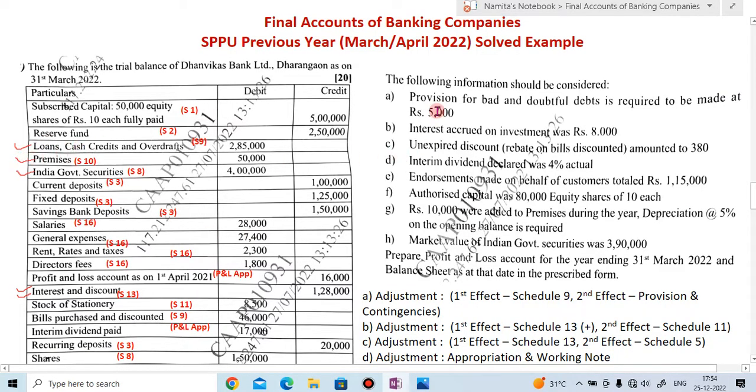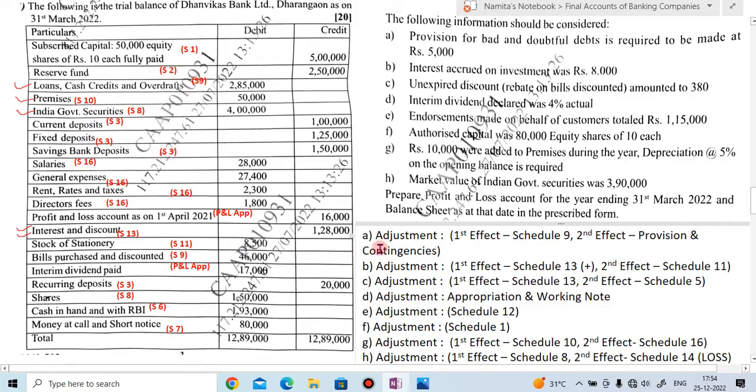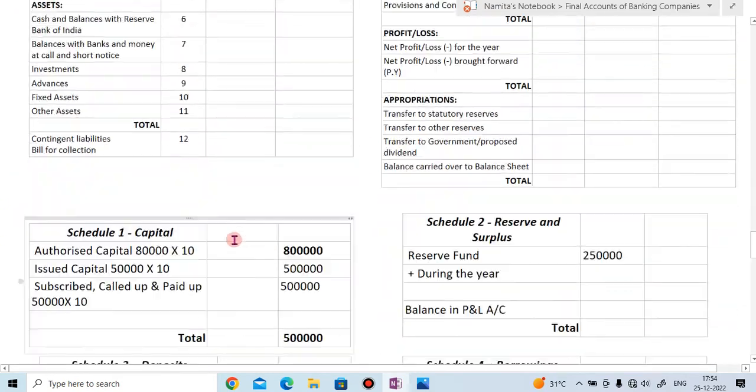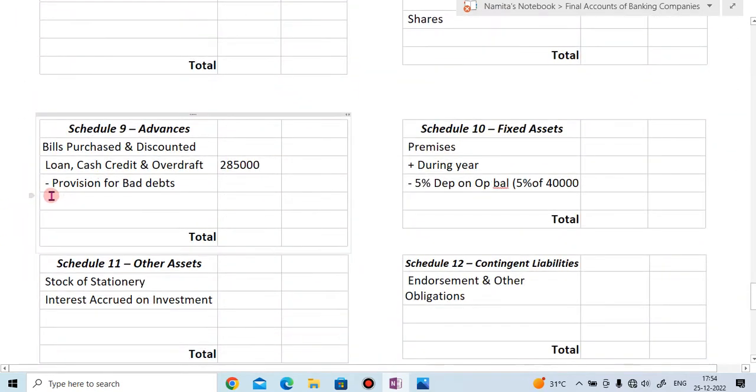What is the adjustment? Provision for bad and doubtful debt is required to be made at rupees 5,000. So see, adjustment number A: first effect in schedule number 9, second effect in provision and contingencies. Right here in advances, less provision for bad and doubtful debts. How much is the bad and doubtful debt? 5,000 is the value. Now 2,85,000 minus 5,000, write the final amount in the outer column, 2,80,000.